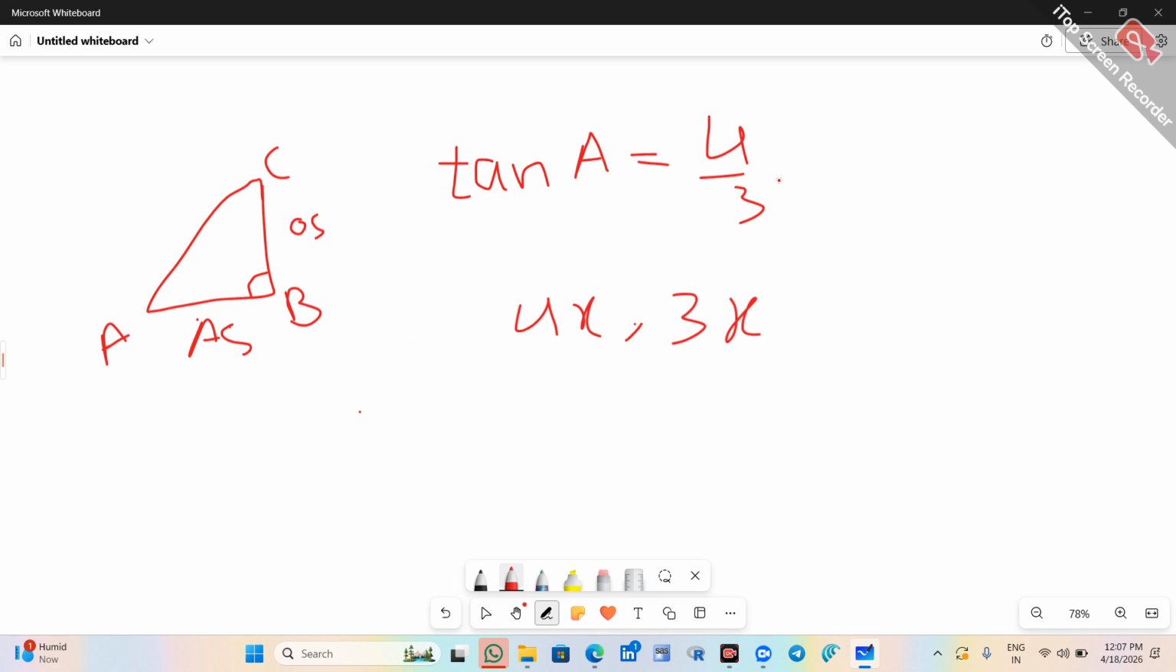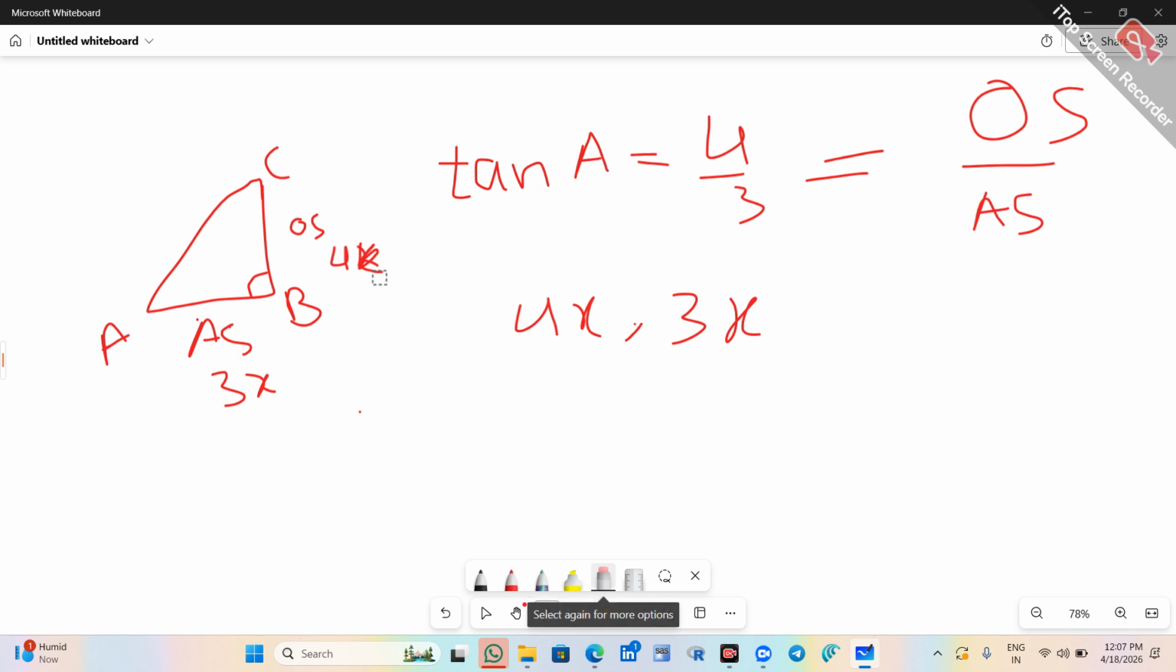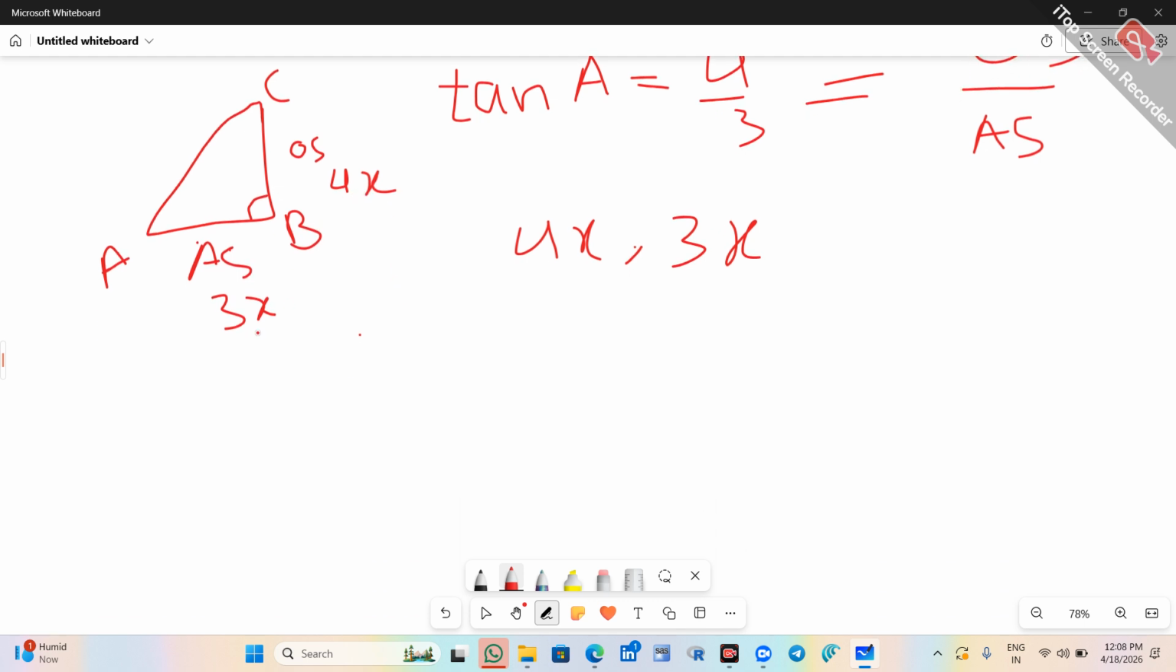So tan theta is nothing but opposite side over adjacent side. The opposite side is CB, that is 4x, and the adjacent side is 3x. I will note it down, otherwise you will get confused. So here we know the 4x and 3x.